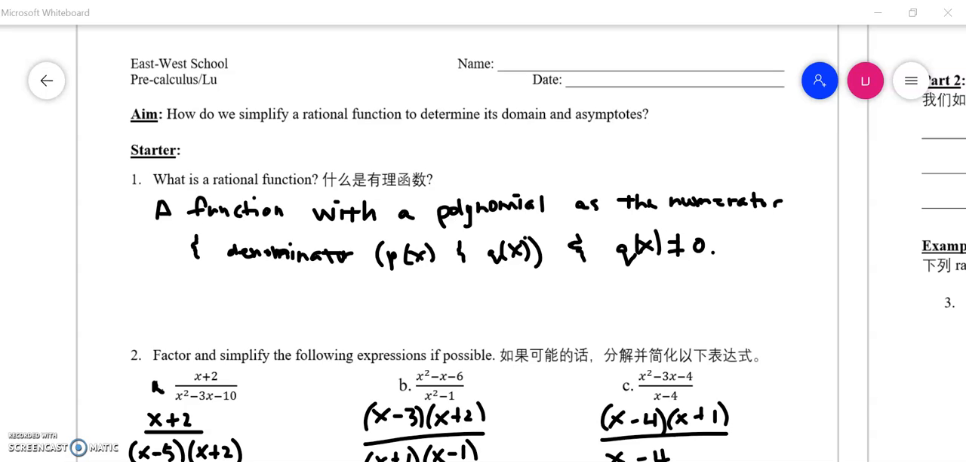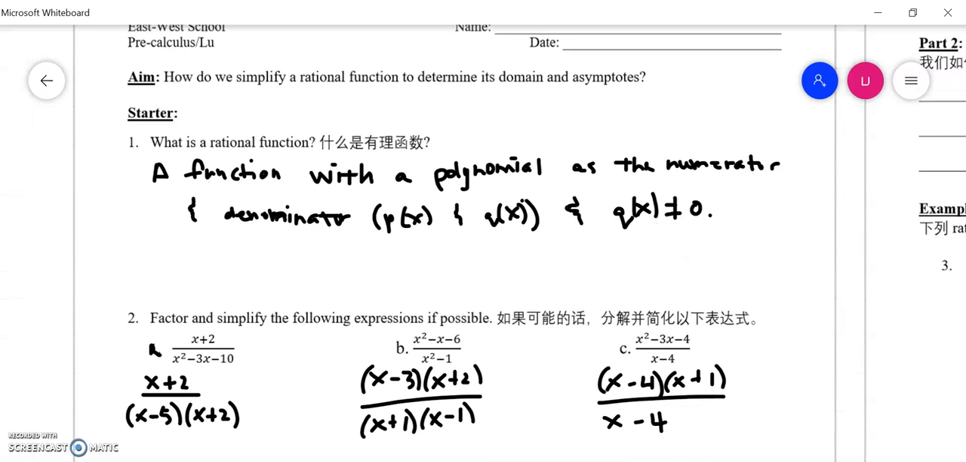All right, guys, so here is your starter from earlier. And I have filled in the definition of a rational function, a function with a polynomial as a numerator and denominator, p of x over q of x, where q of x, the denominator, cannot equal 0. And I have factored the expressions you were supposed to do for your starter, but I haven't simplified yet.